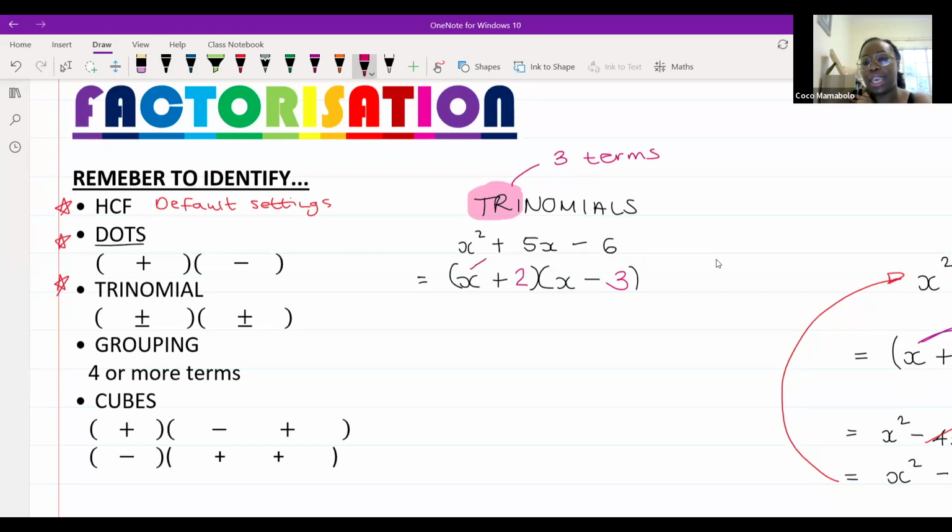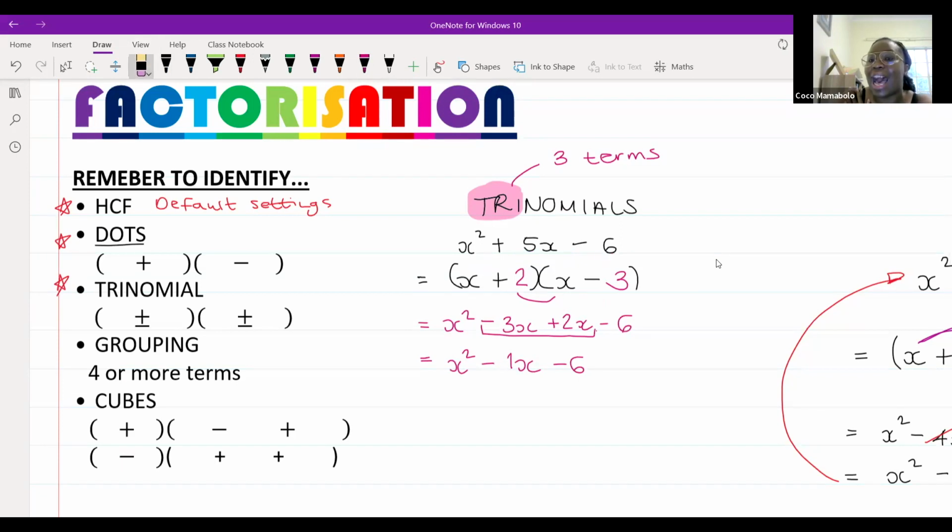I'm going to get x times x, that's first and first. That's going to give me x squared. And then x times -3 will give me -3x. 2 times x will give me plus 2x. And then 2 times -3 will give me -6. Now herein lies the problem. If I add my like terms, which are -3x plus 2x, I'm going to end up with x squared minus 1x minus 6. But that doesn't look the same as what we have over here. I've got a +5. So that's not going to work.